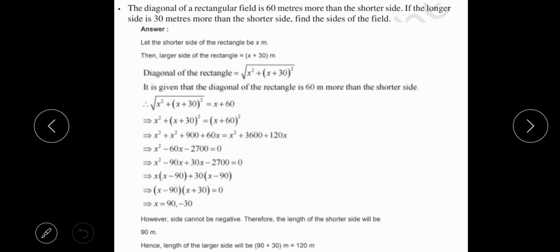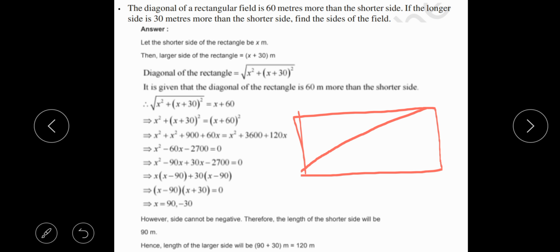Now the next question: the diagonal of a rectangular field. We have been given a rectangular field in which the diagonal is 60 meter more than the shorter side. Let us consider this is the diagonal. Let us say A, B, C and D. We have been given that diagonal AC is 60 more than the shorter side, and also the longer side is 30 meter more than the shorter side.